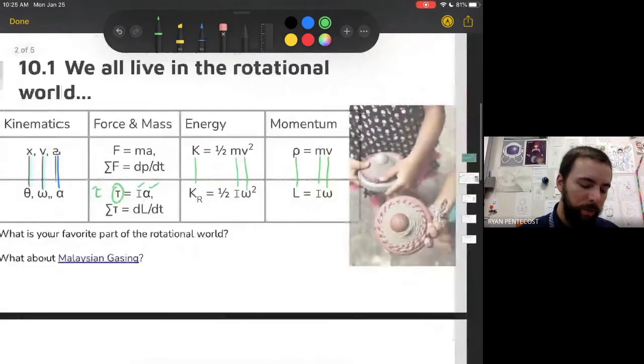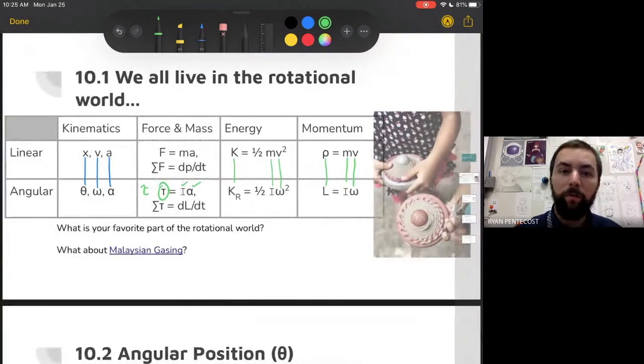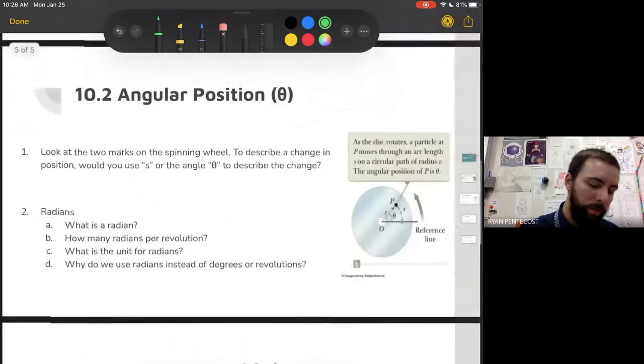So if you can find a YouTube video, I can't really pull that YouTube video up now. That's an easy way to get your YouTube video taken down. But look up Malaysian gasing. It's really interesting. I think it's a sport that they play in Malaysia, but it's all about rotation, right? A lot of rotation in there.